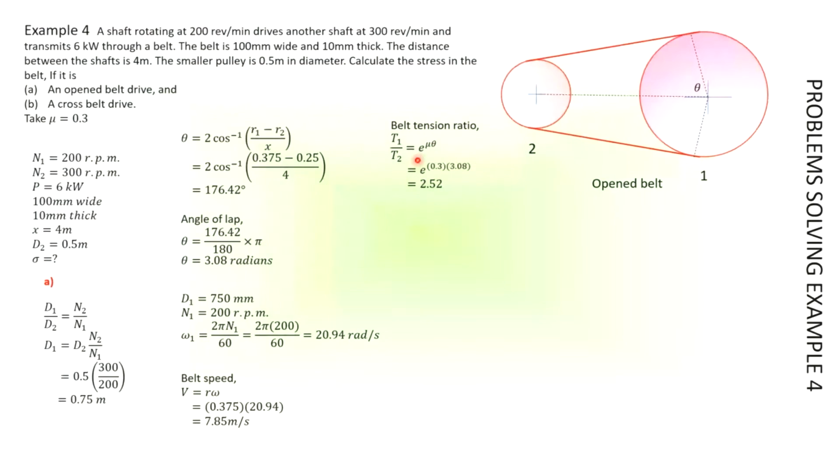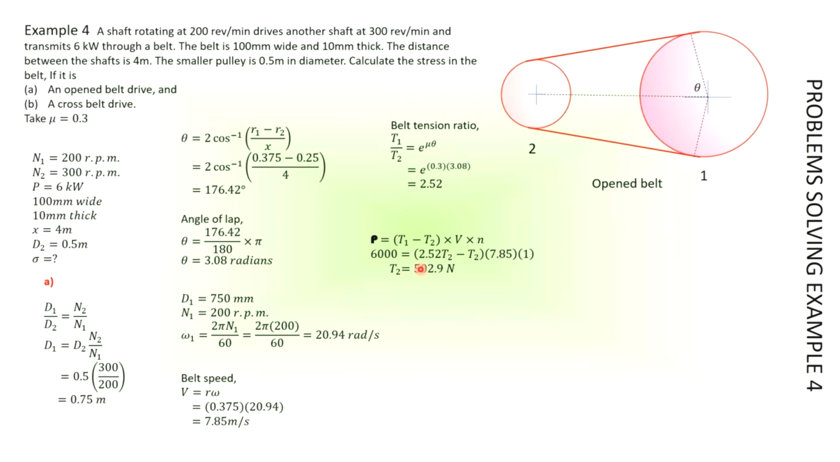So for the belt tension, what is T1? They have not given us any T1 or T2 value. So you make use of this equation and work it out. You get 2.52, that is the ratio of T1 to T2. So you can say T1 equals 2.52 T2. T1 over T2 is equal to 2.52, so T1 will be 2.52 T2.